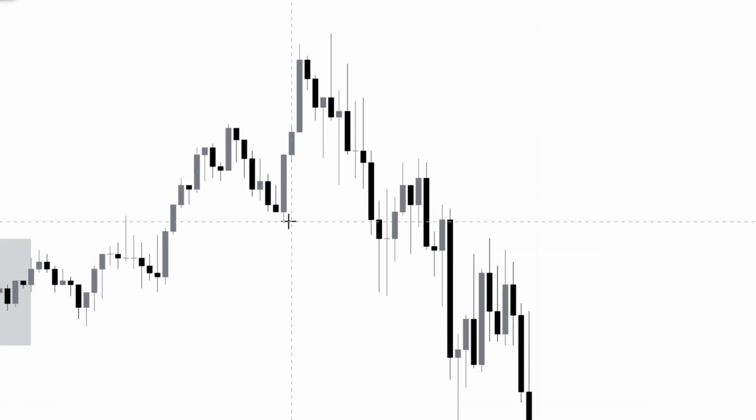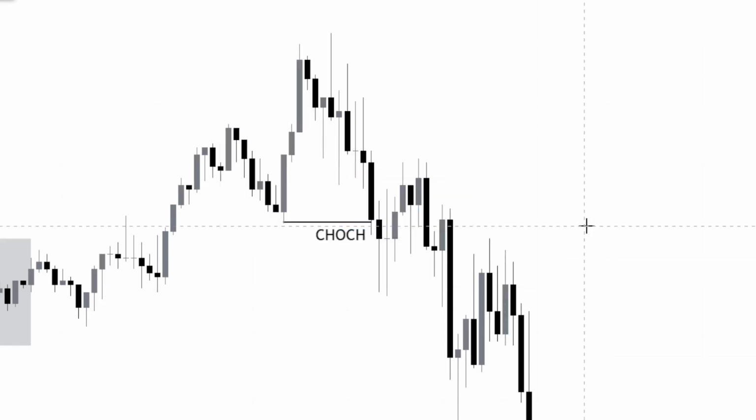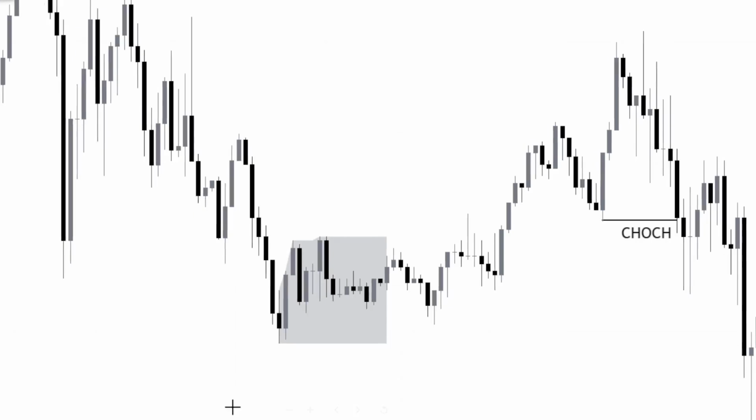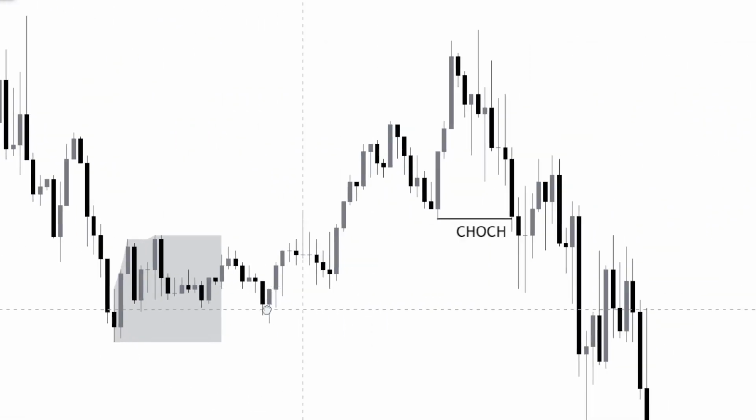So do we get that? The question is yes. So here's how we mark out our CHoCH. This is our change of character, right? So this is our change of character for the day. So we had our initial M15 change of character over here. This is our CHoCH for the day, so we look for a CHoCH on the day.